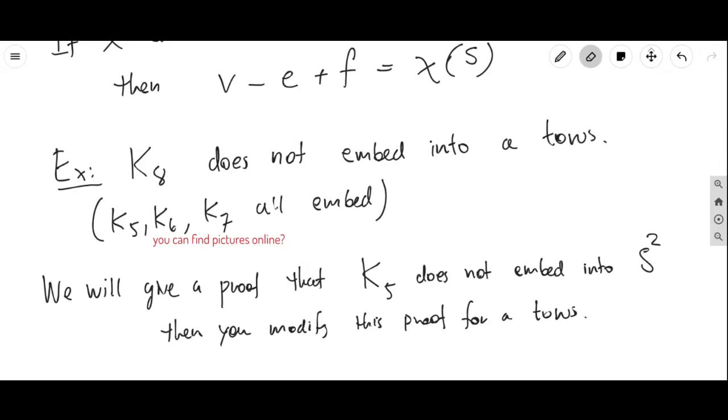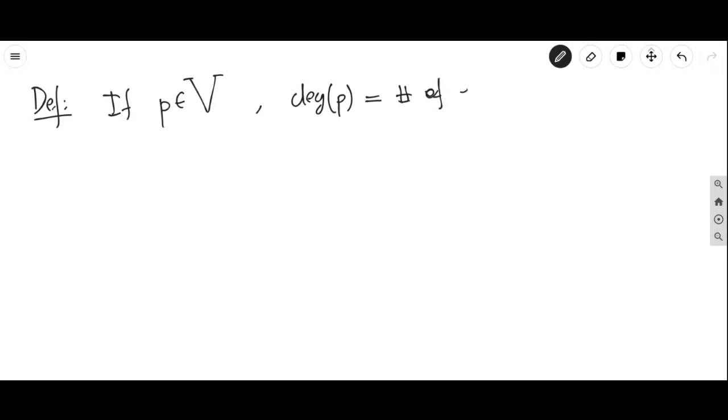So to prove this, we need a result that, if you've seen anything about graphs, you've definitely seen before. This is a very common result. So let's make a definition. If V is something in the vertex set, if we pick a point P in the vertex set, we define the degree of P as the number of edges in the edge set which contain P.